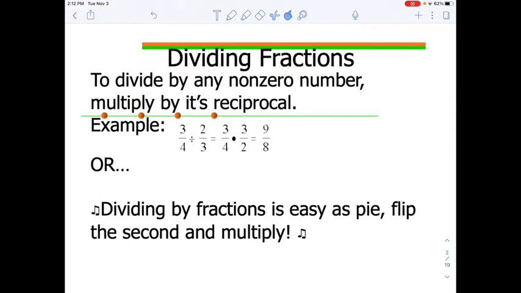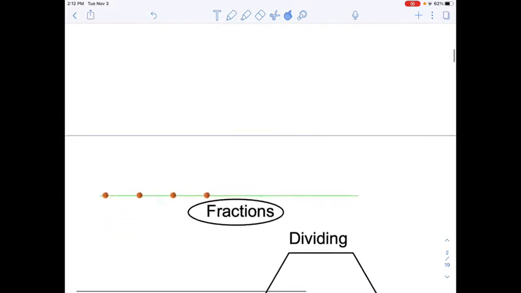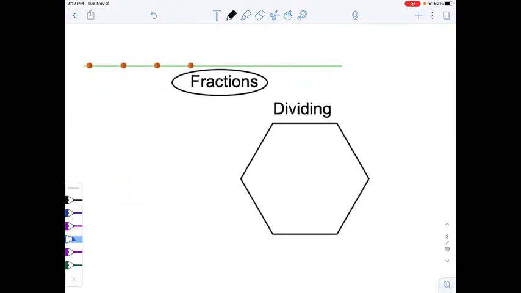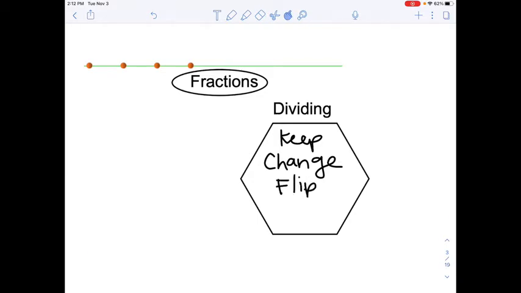So to divide by a fraction, there's a couple different ways to remember. You multiply by the reciprocal. Dividing by fractions is easy as pie. Flip the second and multiply. Or, hopefully you listened to my song that I posted on Schoology. To divide by a fraction, here's a tip: keep, change, flip. We keep the first fraction, change to multiplication, and flip the second. So on your sheet or on your notes for dividing fractions, I want you to write keep, change, flip.